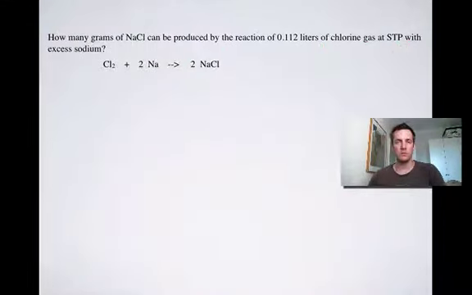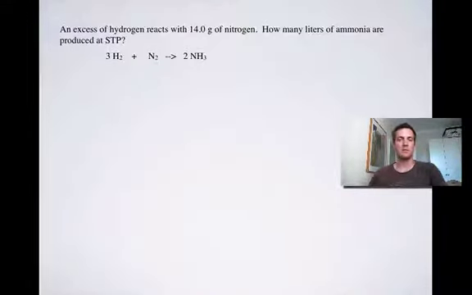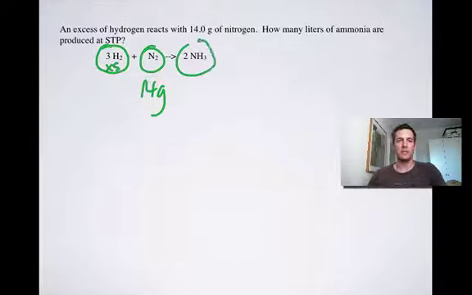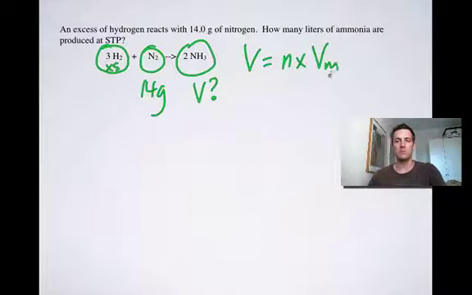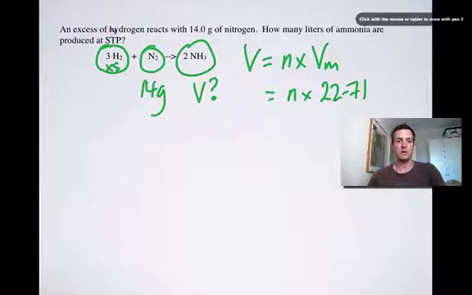Okay, so there's the example question. We'll just move on to the next one because we don't want the film to be too long. An excess of hydrogen reacts with 14 grams of nitrogen. How many litres of ammonia are produced? There's our hydrogen, but we're told that's in excess. There's our nitrogen, 14 grams. How many litres of this? Volume, question mark. Let's write an expression for what's being asked. The volume equals the number of moles times the molar volume. Do we know what the molar volume is? Yes, it's 22.71 because we're doing it at STP. We're told it's STP, so we can use this molar volume.